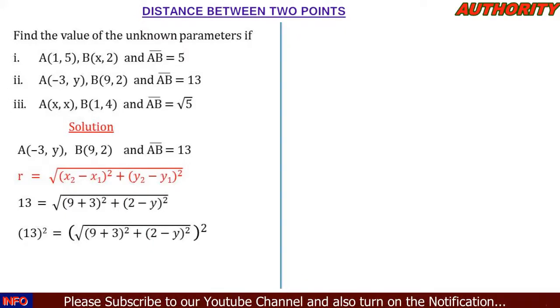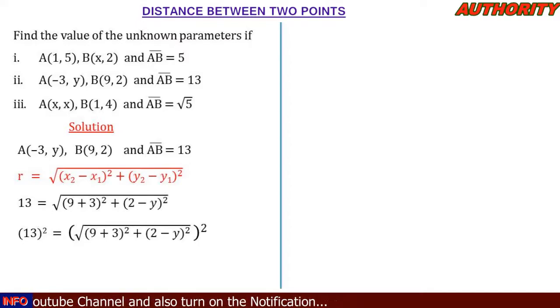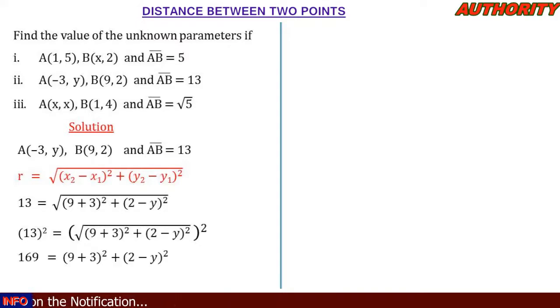So on the right hand side, the square is going to cancel the square root. So we're going to have the content in the bracket outside. All right, good. Now 13 squared is going to give us 169. So therefore we're going to have that 169 is equal to (9 plus 3) in bracket squared plus (2 minus y) in bracket squared. All right, yes, you get it right.